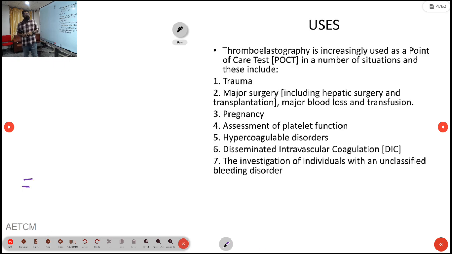So basically, what are the uses of thromboelastography, and ROTEM can also be used. It is mainly used as a point of care test. It usually takes around 30 minutes, and it's used in a number of situations, and these include trauma, major surgeries, including hepatic surgeries and transplantation, major blood loss, and also in cases of transfusion. And also in case of pregnancy. Pregnancy is usually a hypercoagulable state.